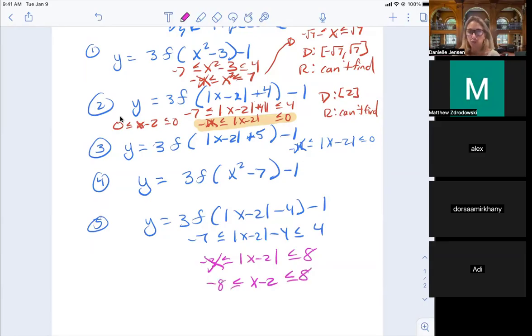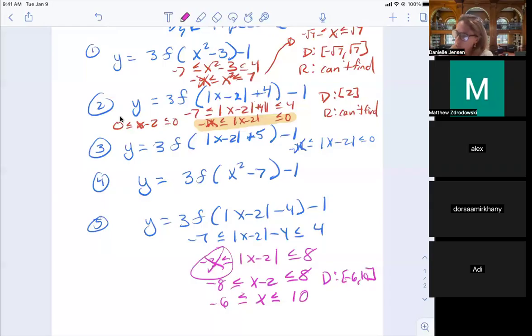And then I'd shift it right 2, which remember graphically will mean now it's no longer symmetric across the y-axis. It's now symmetric across x equals 2. So 10 and -6. And can we find the range here? No. No, because we did this, right? So we can't find the range.